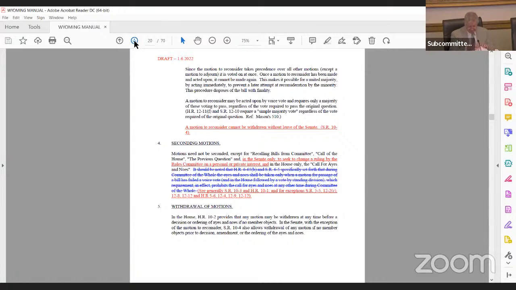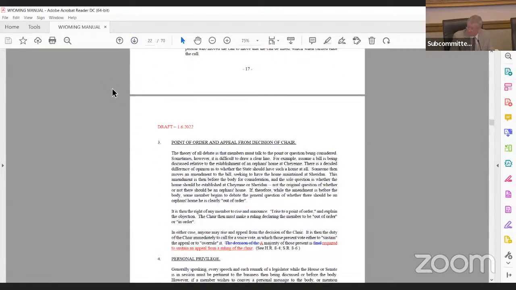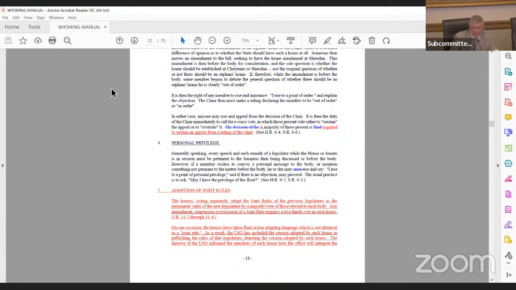Mr. Chairman, I'm through to page 18. And this is kind of an important thing, and Matt might want to talk to it because it really came up under his tenure in the last couple of years. And the question is, when you adopt the joint rules, you have a provision when you first start that says that the rules of the last legislature are going to govern the new legislature until you adopt new rules.